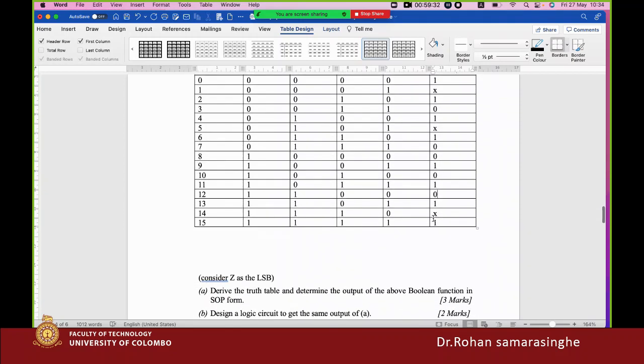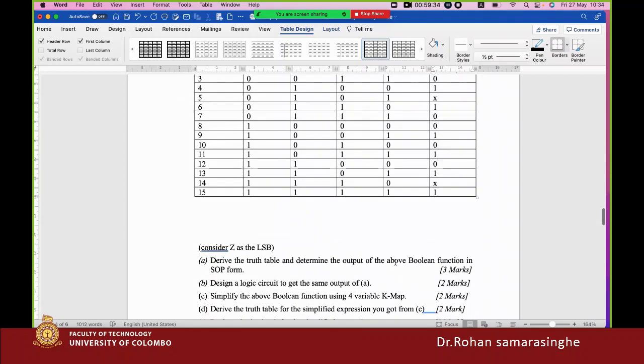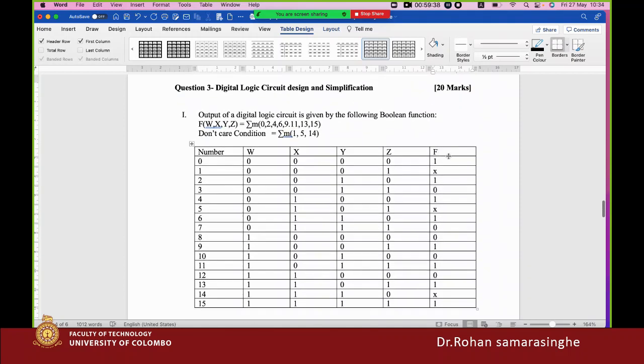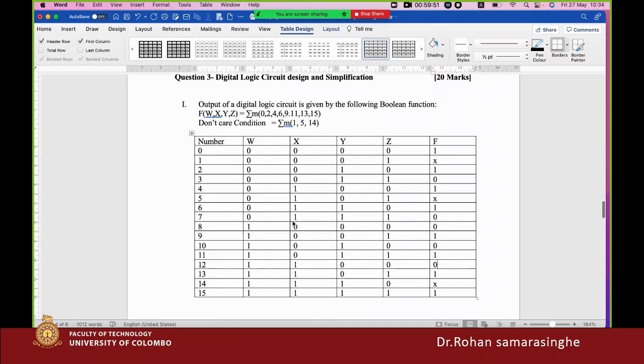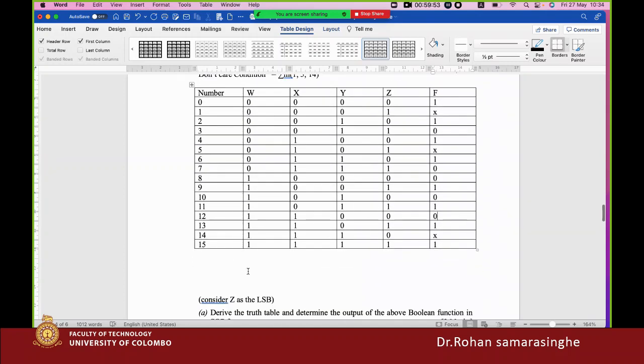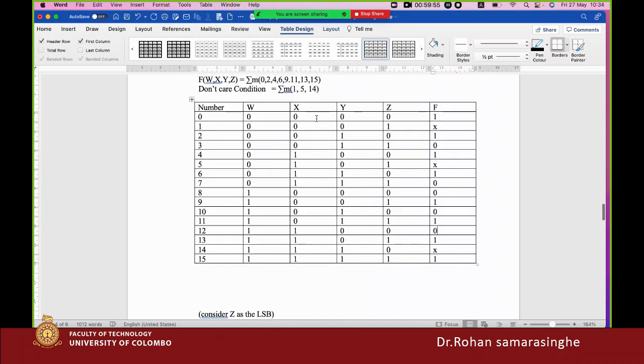You will have to use the truth table to determine the output of the given Boolean function. And here you can write the truth table. Then you have to write the minterms for the ones. Then you can write F is W bar, X bar, Y bar, Z bar.